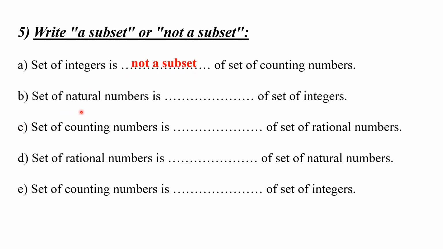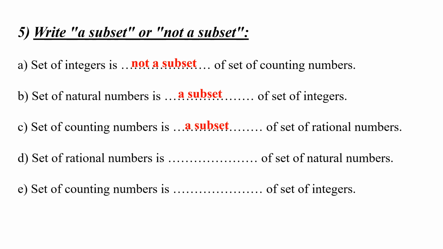Letter B, the set of natural numbers is blank of the set of integers. The set of natural numbers contains 0, 1, 2, 3 and so on, and the set of integers contains negative and positive numbers and 0, so it's a subset of the integers. C, the set of counting numbers is blank of the set of rational numbers. The set of rational numbers is the mother of the sets, so counting is a subset of this mother.